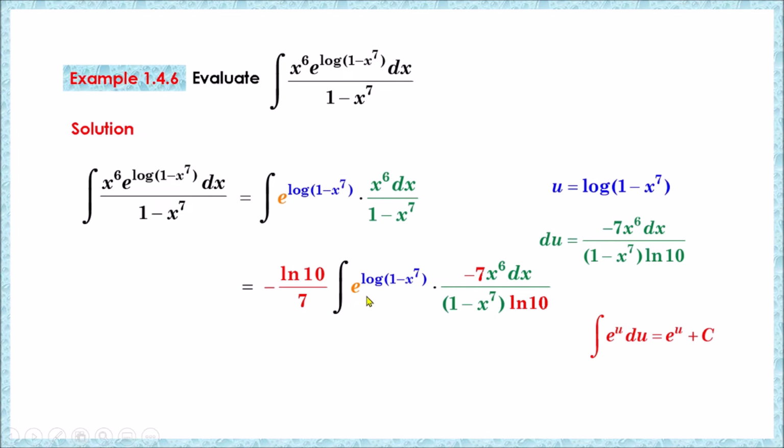This now takes the form of integral of e to the u du. Hence, we have negative ln 10 over 7 times e to the log of 1 minus x to the 7 plus c.